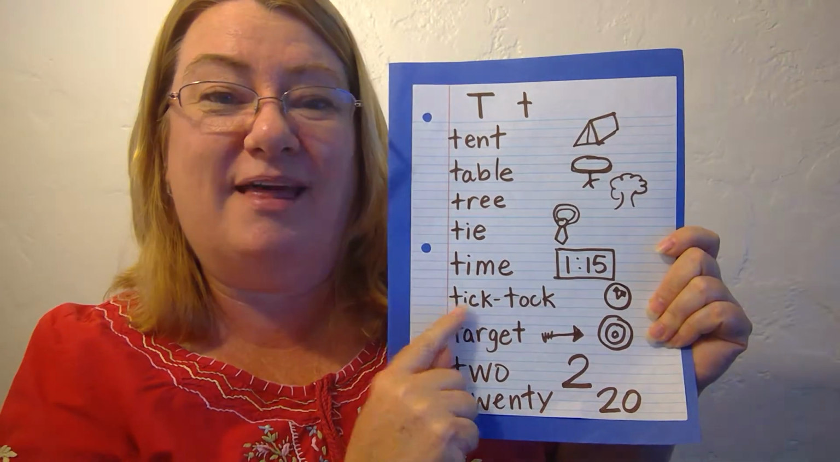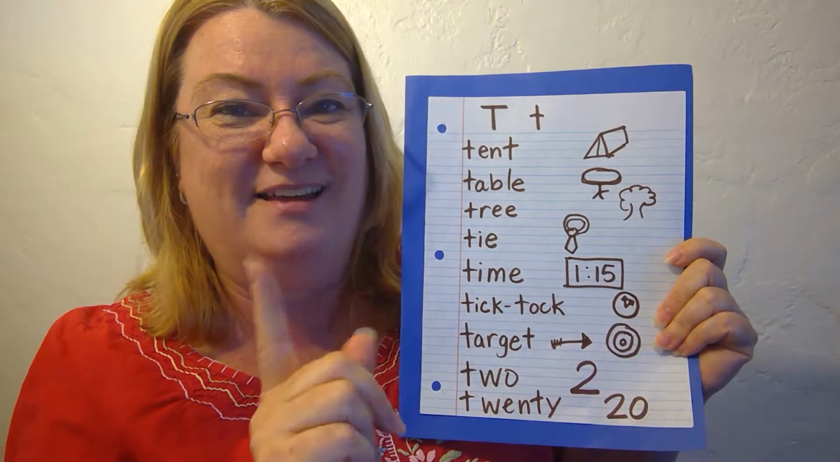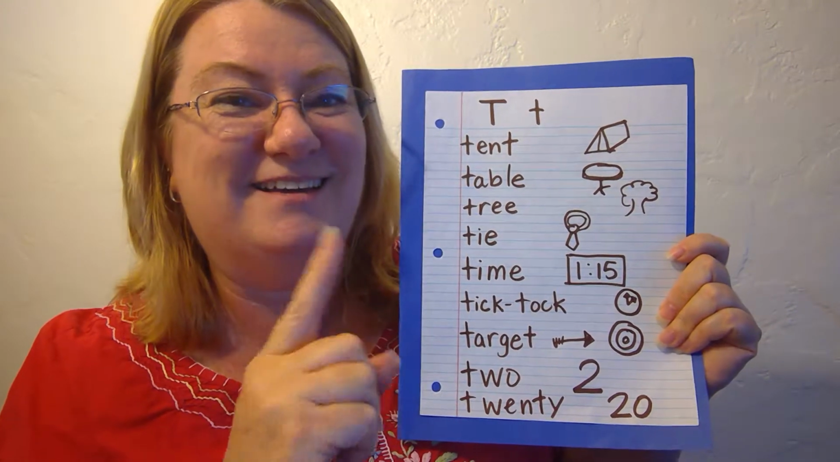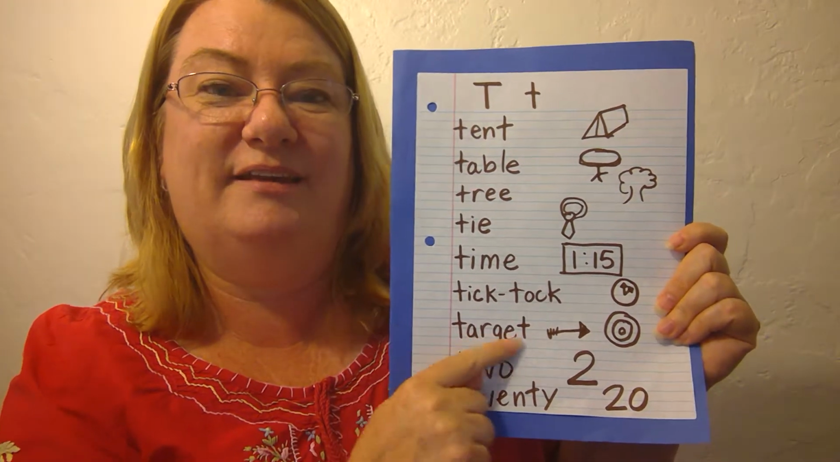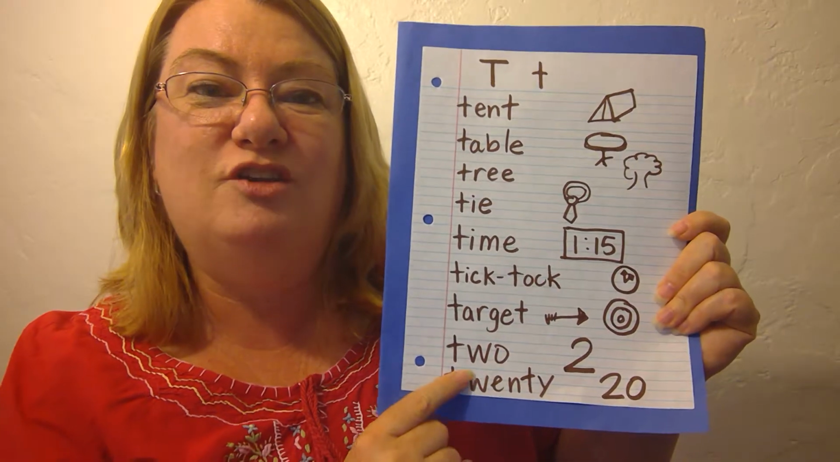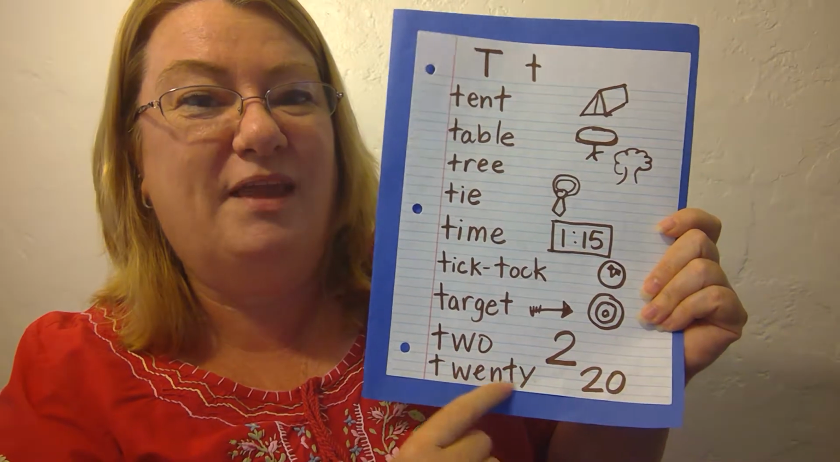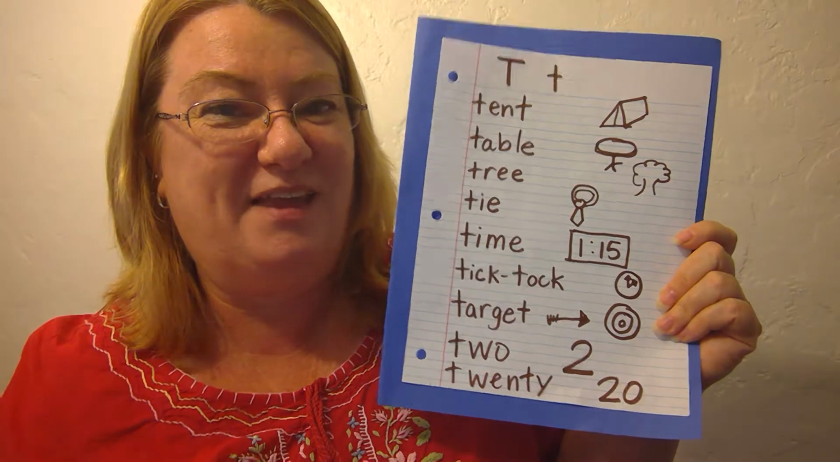Now with time, the clock can make a tick-tock sound. And I like to go like this, tick-tock, tick-tock, tick-tock. That's how I teach my little students how to do that one. A target, you throw an arrow and you're trying to hit the target in the middle. The number 20, the number 20.